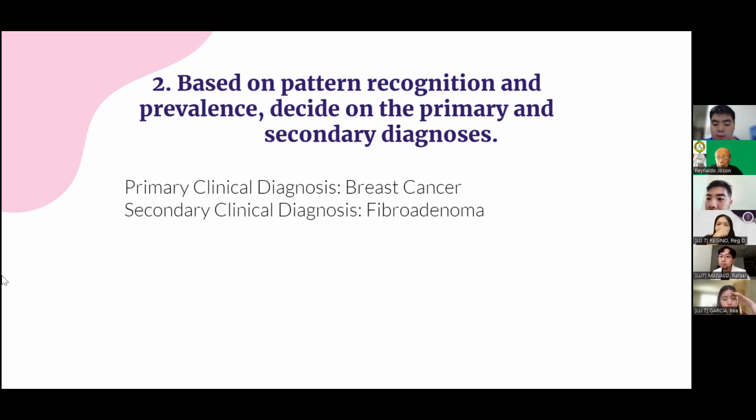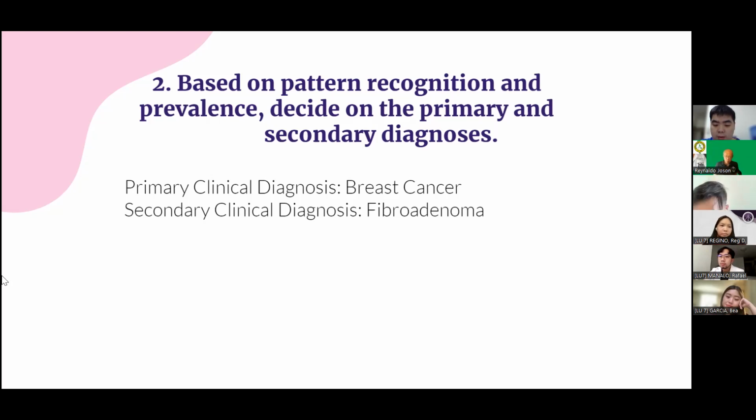Okay? So the approach there is you look for yung pinaka-easiest sign to recognize, which is inflammation, easy. Malignancy is also easy. Yung benignity, mahirap hanapin yun, no? Pero by elimination ka na lang. Okay? So that's what I meant by the pattern.